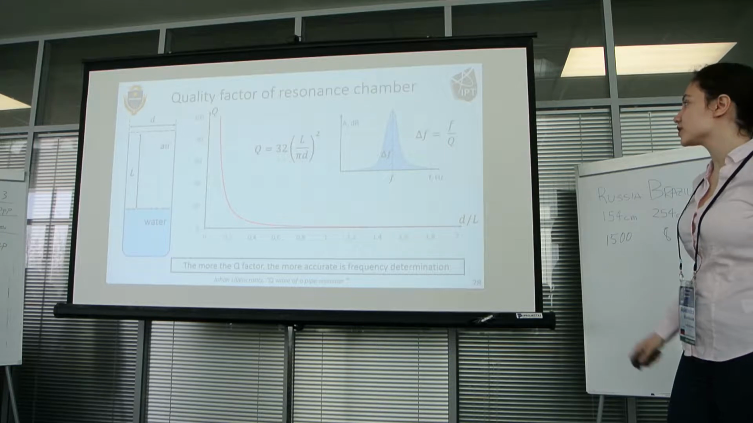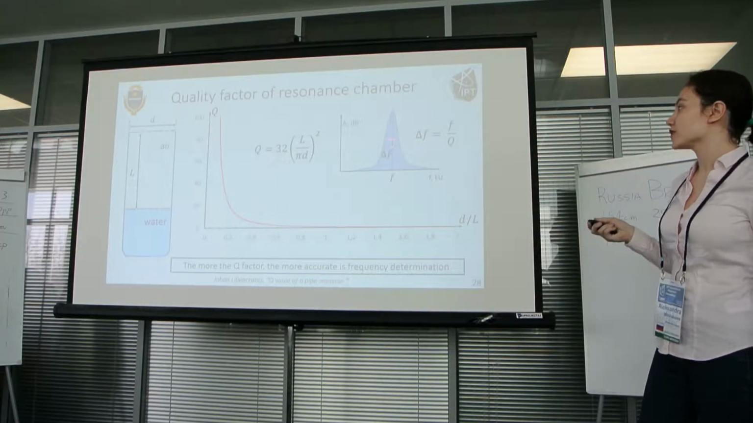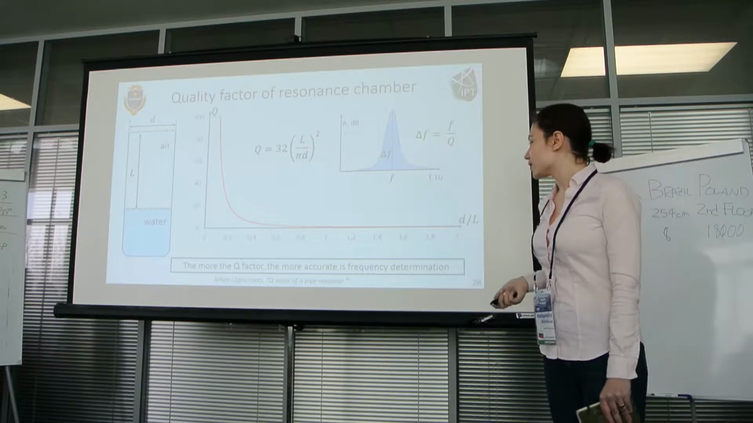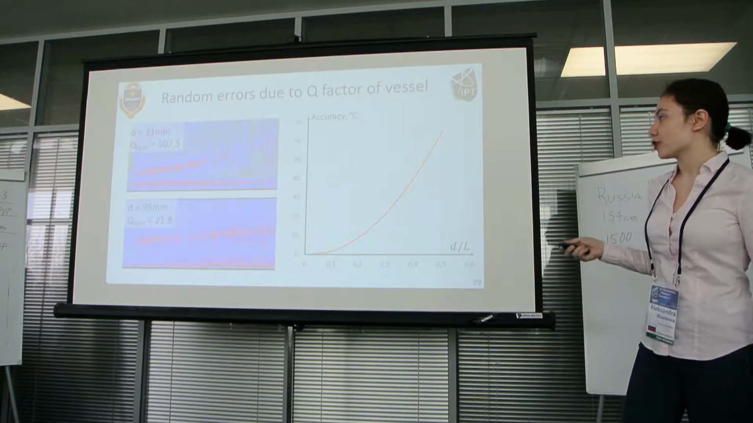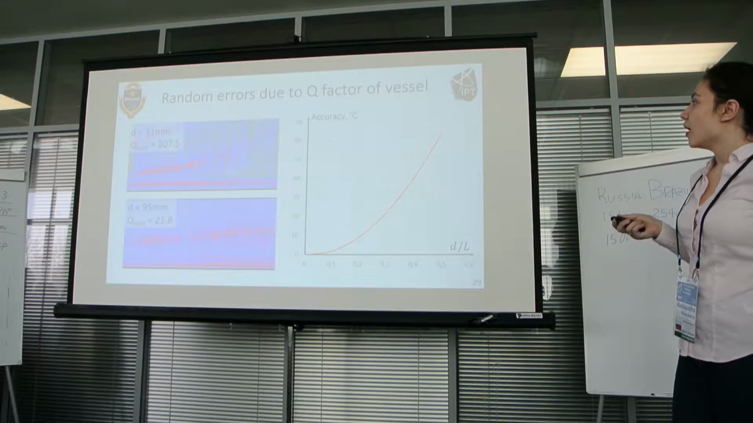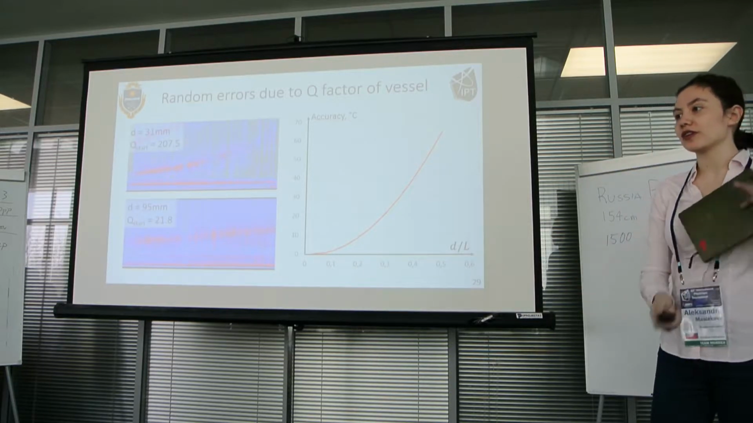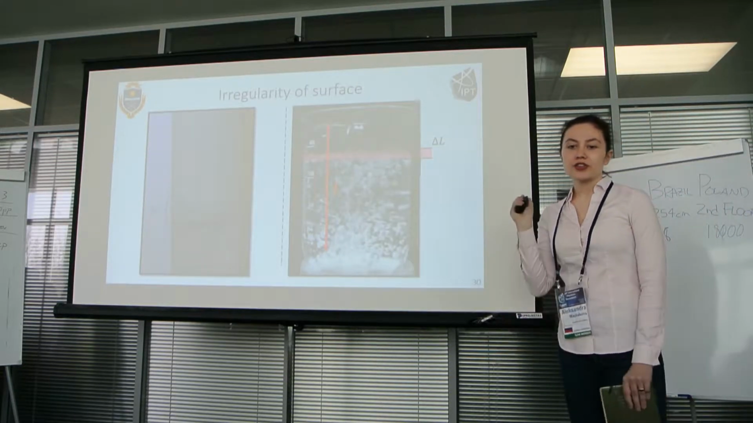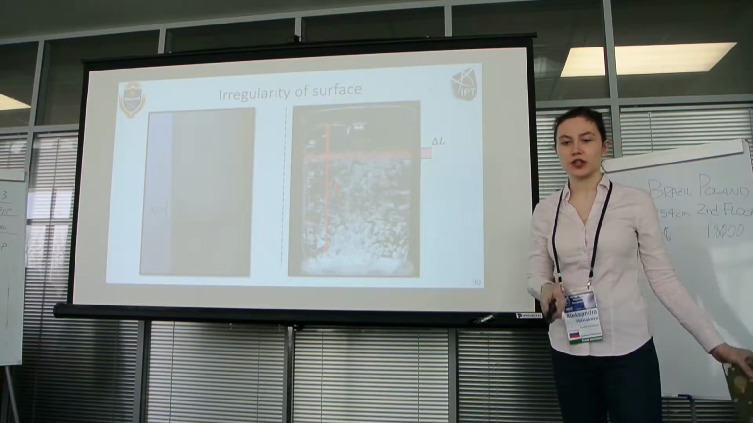So, quality factor of resonance chamber shows the width of the resonance peak, and the higher the Q factor, the more accurate is frequency determination. These are spectrograms of two different vessels with different diameters, and here is the dependence of accuracy on the ratio of diameter over the length. Irregularity of surface influences just as the Q factor.